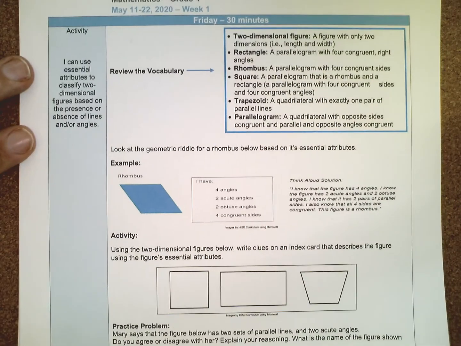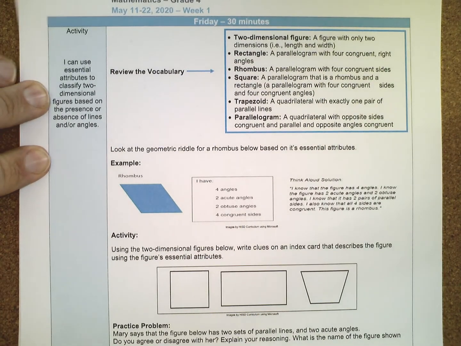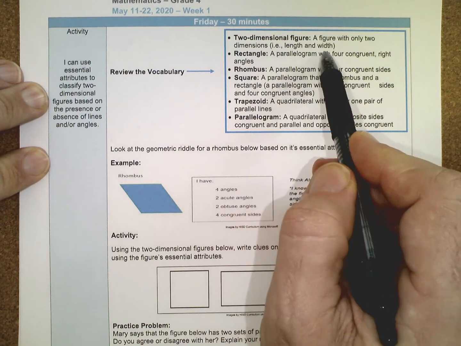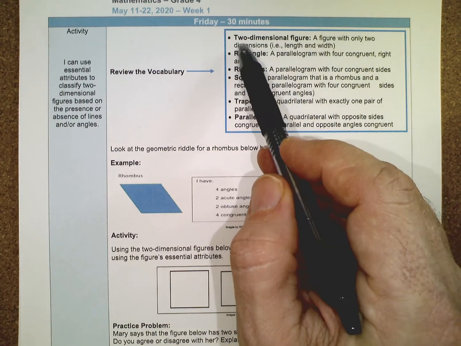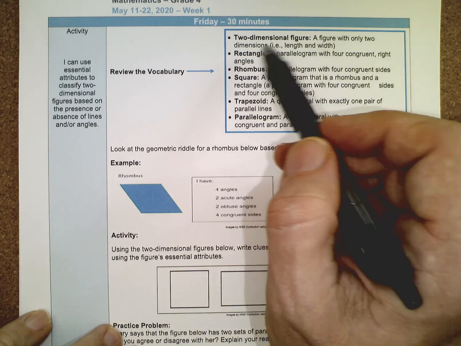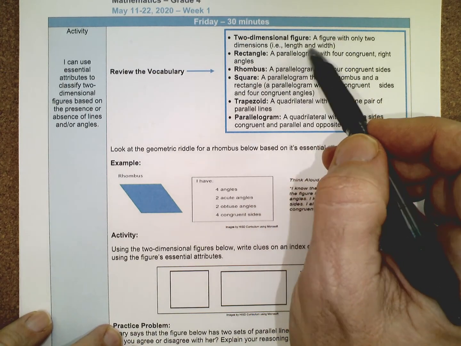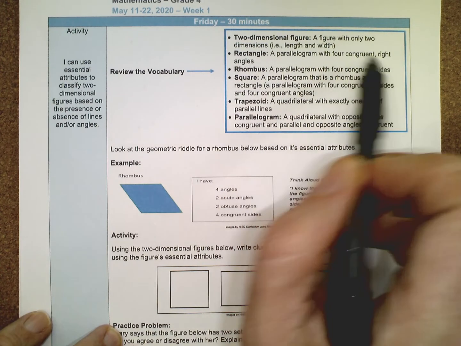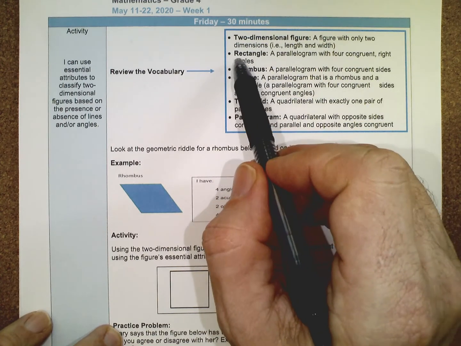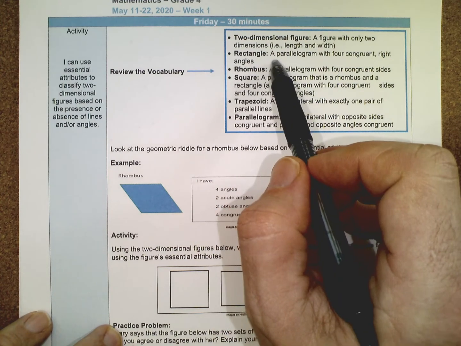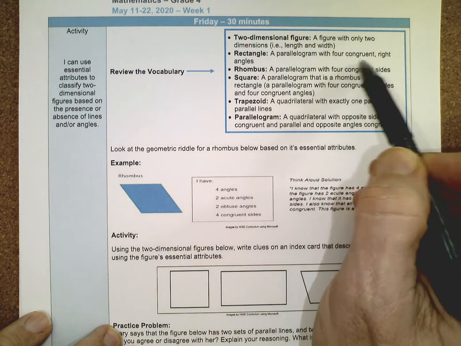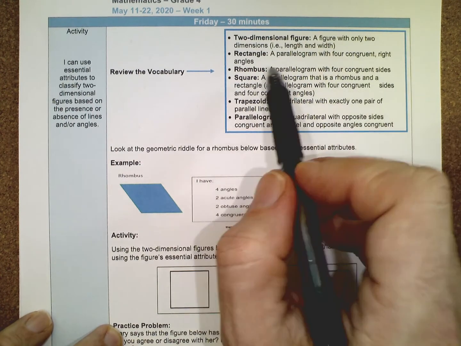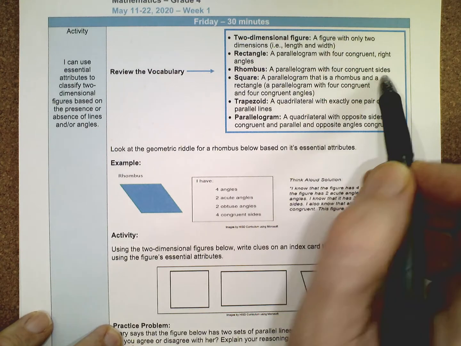Right. Again, we're looking at our basic vocabulary. Okay, so we have two-dimensional figures, a figure with only two dimensions, i.e. length and width. Okay, figura de dos dimensiones, una figura que solo tiene dos dimensiones, que sería longitud y amplitud. Okay, rectangle, a parallelogram with four congruent right angles. Rectángulo es un paralelogramo con cuatro ángulos rectos y congruentes.